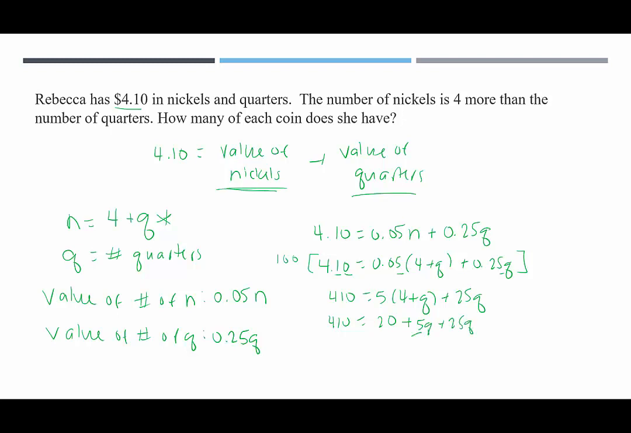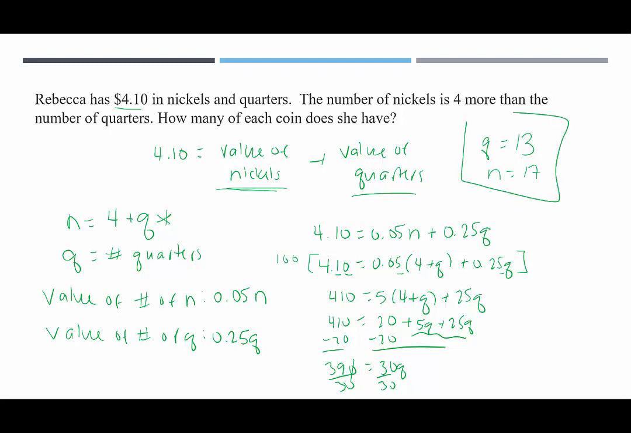Combine our like terms and we'll subtract 20 from both sides. And that gives us 390 is equal to 30q. Divide both sides by 30, and what does that give us? That gives us 13. So this says that the number of quarters she has is 13. Well, okay, so if she has 13 quarters, how many nickels does she have? She has 4 more than that, so that means she must have 17 nickels.